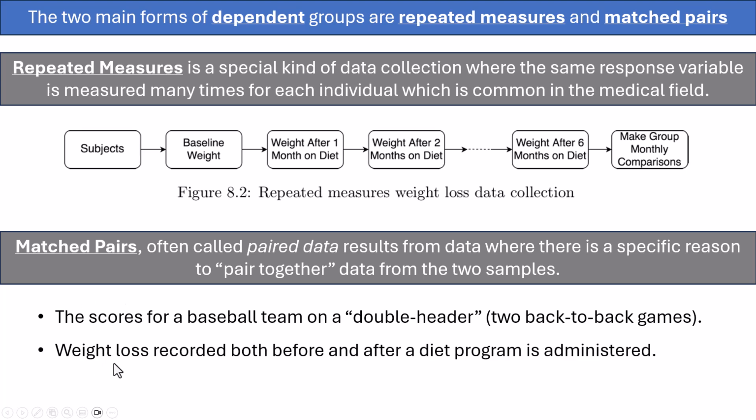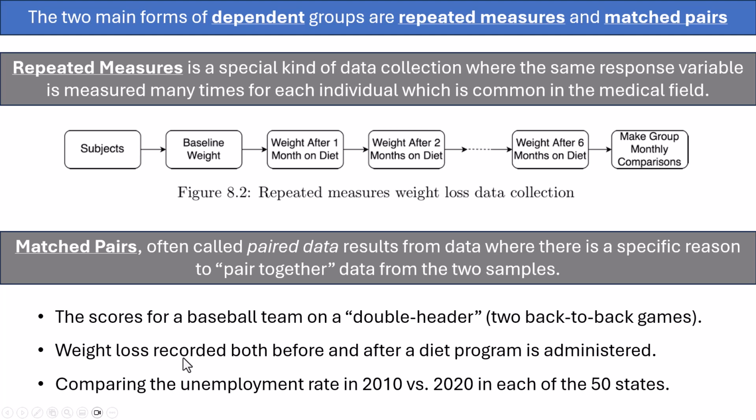Another example could be weight loss recorded both before and after a diet program. The before data is related to the individual before they have gone on the program, and then the after data would be related to the same person after the diet, so it makes sense to pair those numbers together. Another example could be comparing the unemployment rate in 2010 versus 2020 in each of the 50 states. Each sample relates to the same state, just in a different year, so it makes sense to pair those two values together.